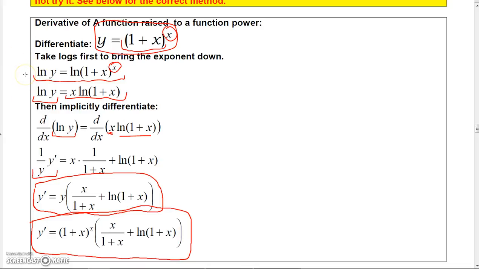And now I'm going to go into the next section. I'm going to talk about integrals that involve exponential and log functions.